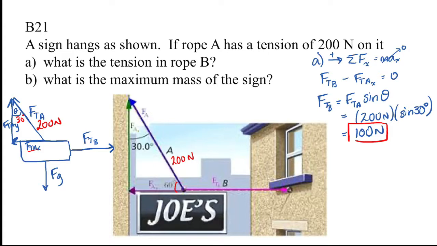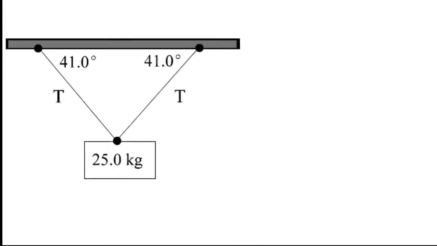What is the maximum mass of the sign? So basically, if your ropes have this much tension in them, then how much mass could this have? How much mass would produce that amount of tension? Of course, if it was heavier than that, it would need more tension, and then maybe it would break. So let's figure out the mass of this sign.